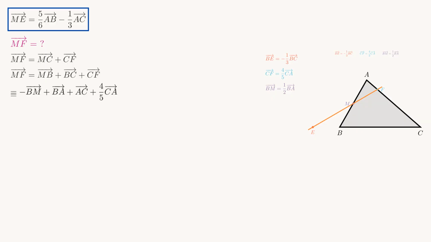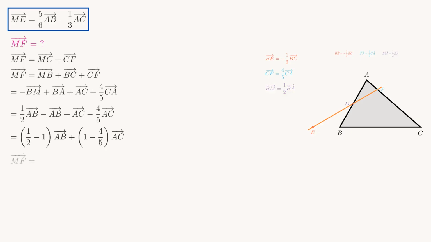We replace BM with 1/2 of BA. Then we flip the vectors. BA becomes AB. CA becomes minus AC. Everything falls into place. We group them, the ABs together, 1/2 minus 1. The ACs together, 1 minus 4/5. We calculate. 1/2 minus 1 is minus 1/2. 1 minus 4/5 is 1/5, and there is MF.